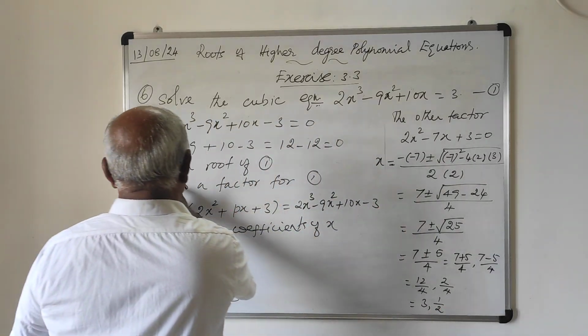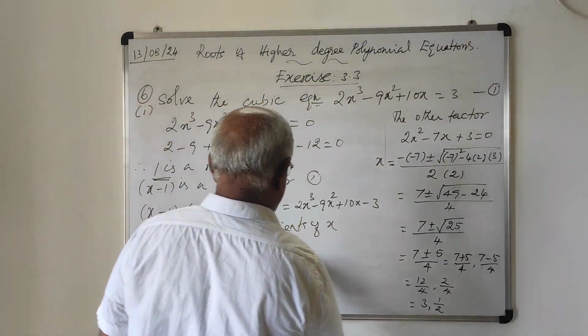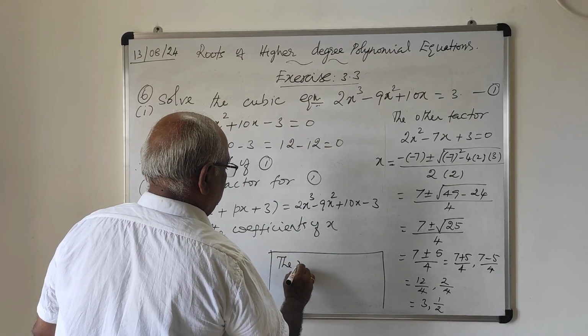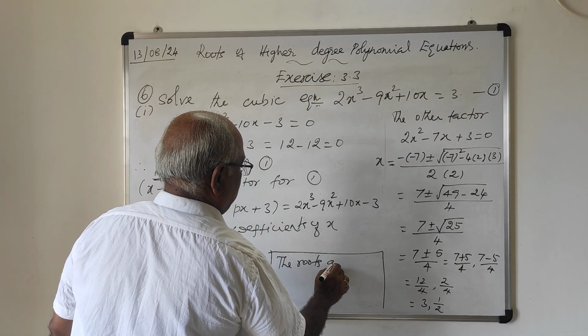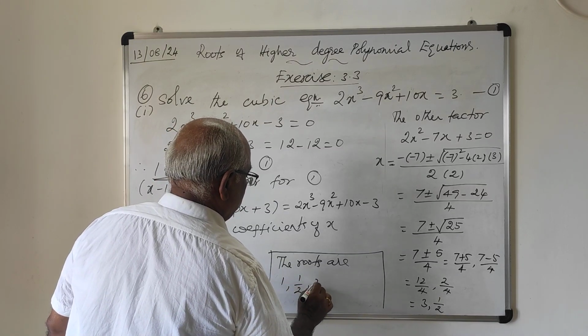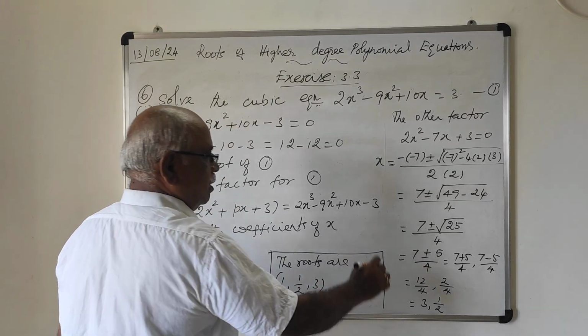Already 1 is a root. Therefore, the solution for this given equation, the roots are 1, comma 1 by 2, comma 3. That's all about the problem.